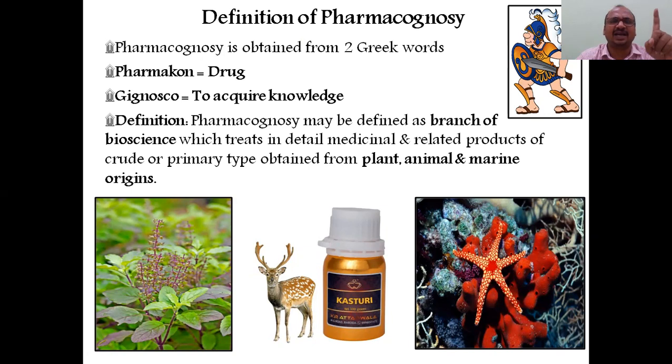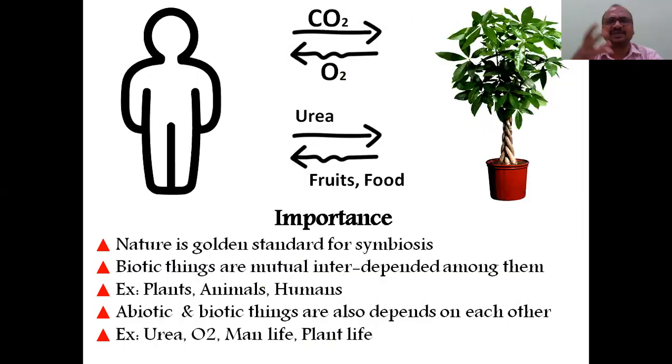So pharmacognosy covers three: plants, like this tulsi plant with excellent properties; animals, like Kasturi; and marine. See here: plant, animal, and marine. Don't think that pharmacognosy is only plants. Not exactly. That is about the definition.